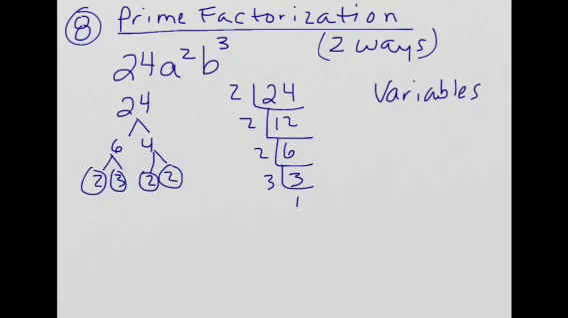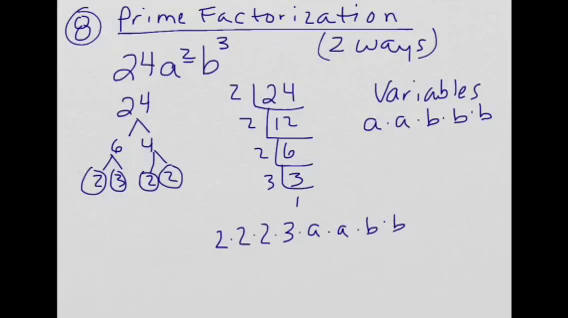Now we're going to look at the variables. We need to write out the variables as a times a because it's a squared, and b times b times b. And then what we're going to do is take all of the factors and put them together. We're going to do it from least to greatest. So our answer for this would be 2 times 2 times 2 times 3 times a times b times b times b. There's no exponents because there are variables.